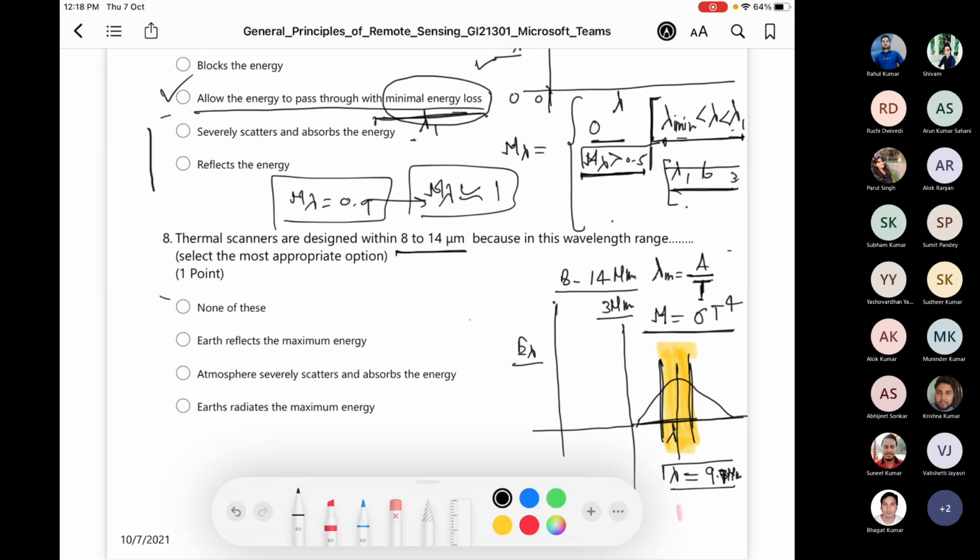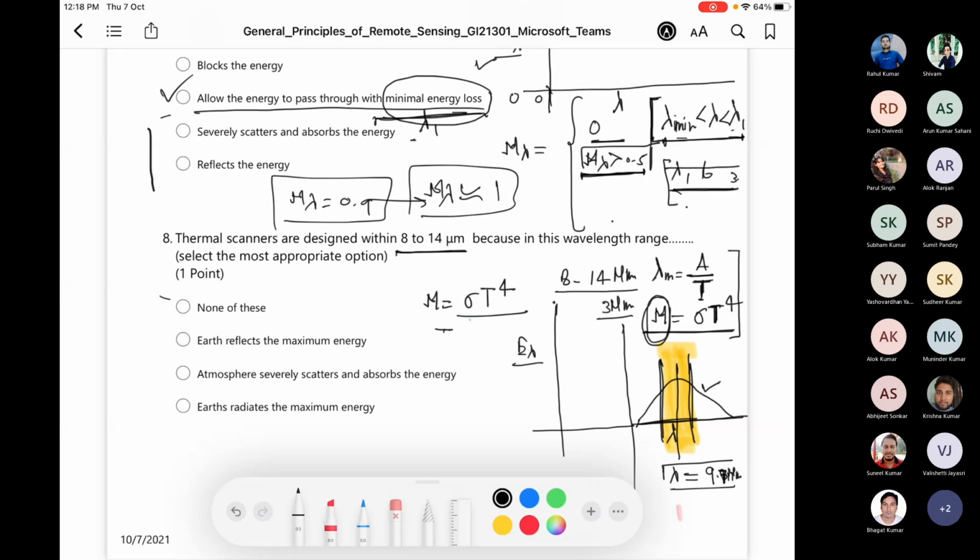Okay. So based on these two formulas, you will get this curve, and the energy which is radiated is M over here. This M is not reflected. Listen carefully. The Stefan-Boltzmann law gives the value of radiated energy by a black body when the temperature is more than 0 degree Kelvin. So this M is the radiated energy. M is equal to sigma T to the power 4.